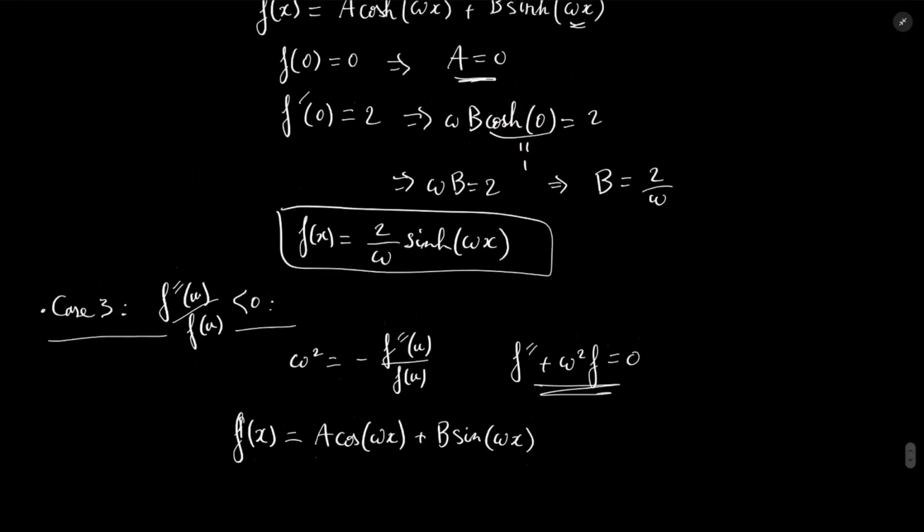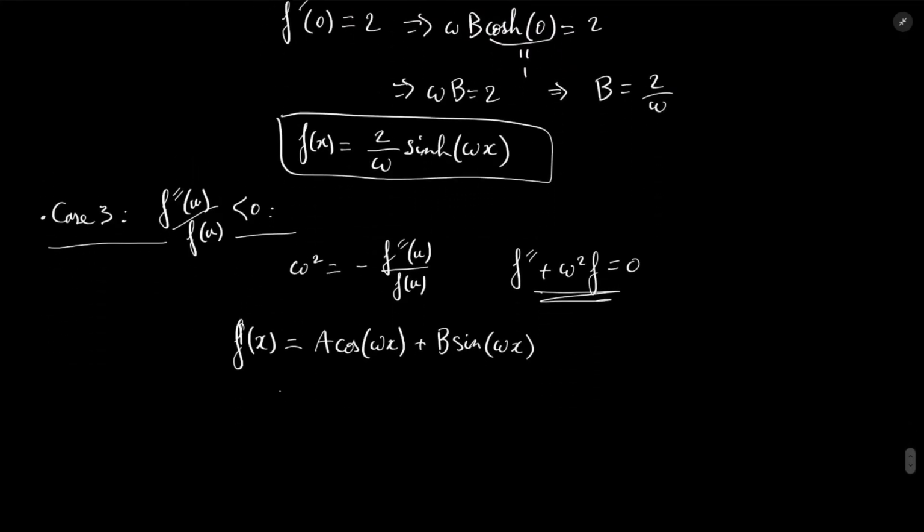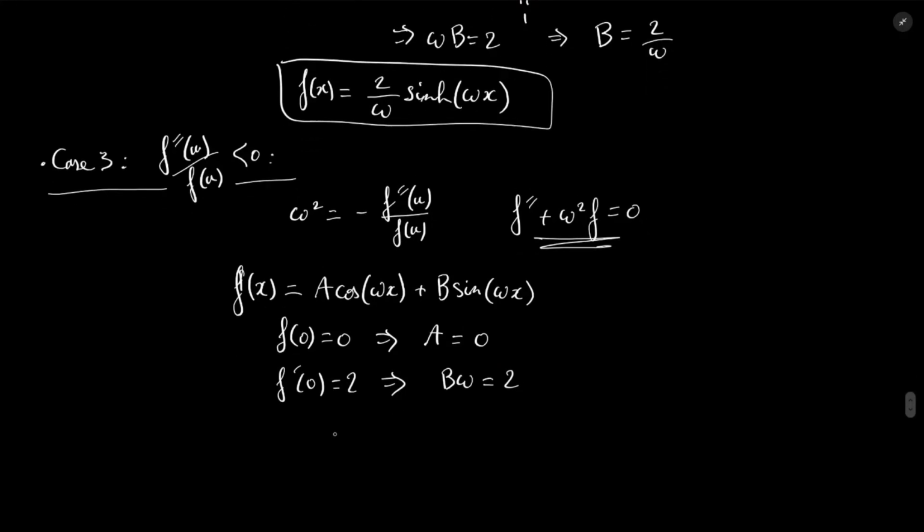And similarly to what we have done before, we can write that f of 0 equal to 0 implies that a is equal to 0, and f prime of 0 is equal to 2 implies that b omega is equal to 2, and that implies that all the functions that can verify this are f of x is equal to 2 divided by omega of sine of omega x.